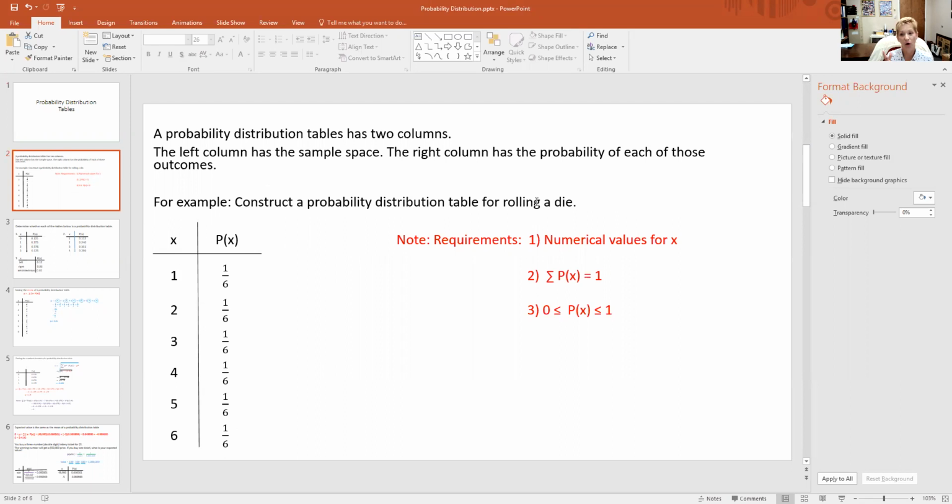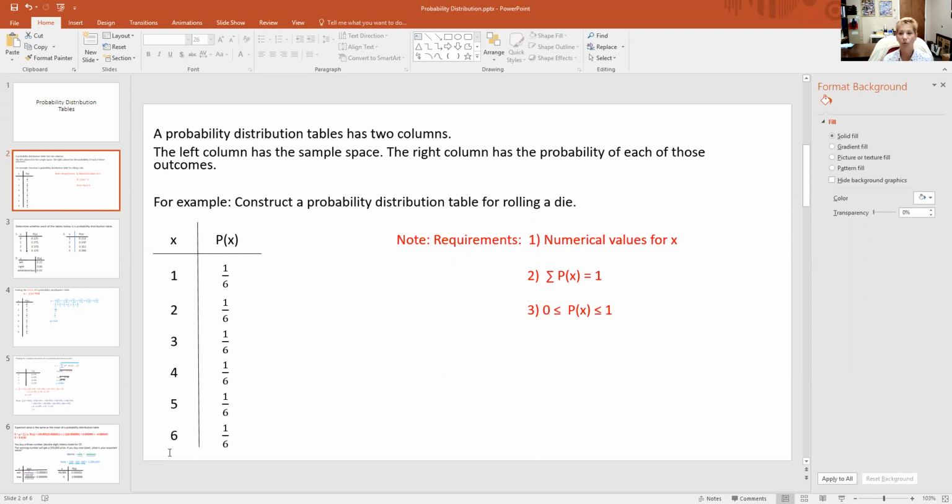Now think about when you roll a die, what are all the things that are on a die? 1, there's a 2, a 3, a 4, a 5, and a 6. So that's why those values are listed under X, because that's all the things that you can get when you roll a die. That's the sample space for rolling a die.